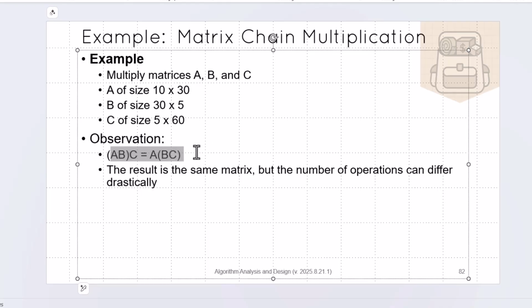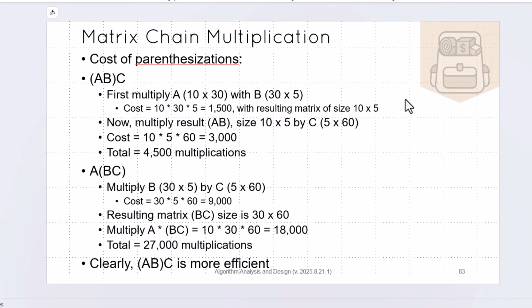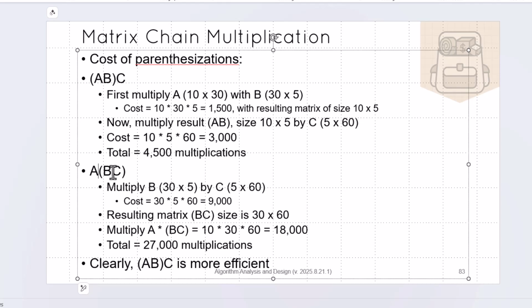Because of associativity, the quantity AB times C is the same as A times the quantity B times C. So the result will be the same matrix, but the number of operations can differ drastically. With AB, you multiply the A, 10 by 30, with the B, which is 30 by 5. You end up with 10 by 30 by 5, or 1,500 multiplications, with the resulting matrix of 10 by 5.